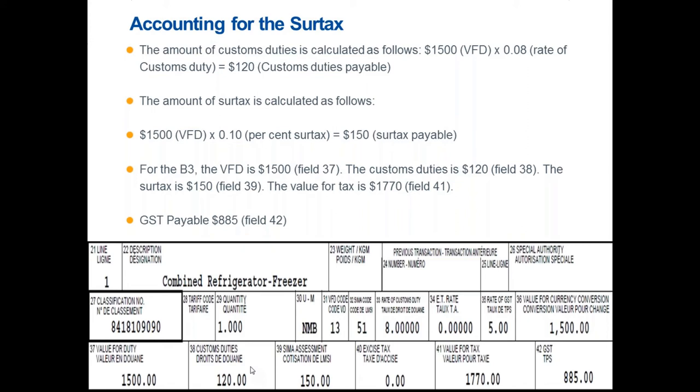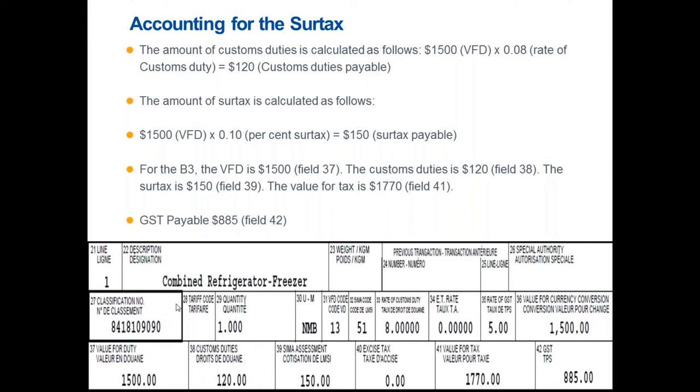And most goods from the U.S., if they were under NAFTA, would be duty-free. But for this example, I just threw in duty to show you how this is actually calculated. If there was no duty under NAFTA, then this would obviously be zero. But in this case, I've included 8%, so we take $1,500 times 8%, and we end up with $120 in normal customs duties.